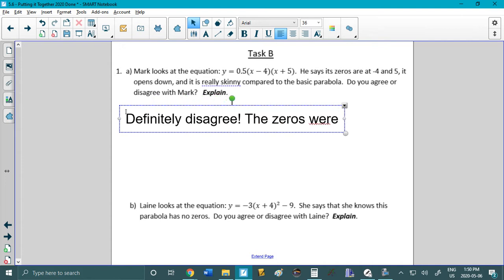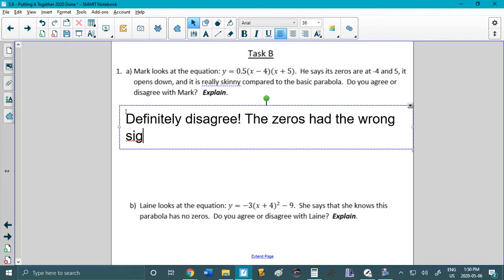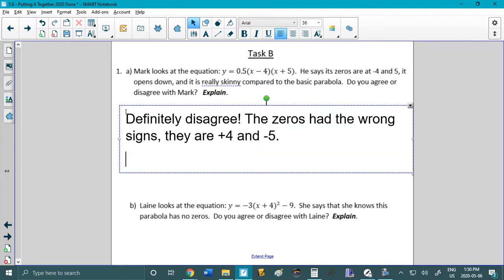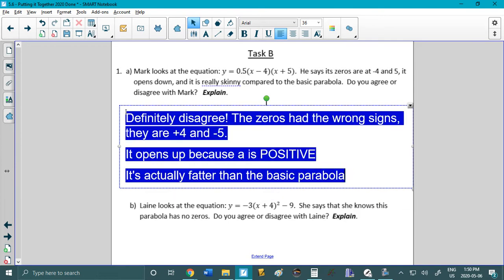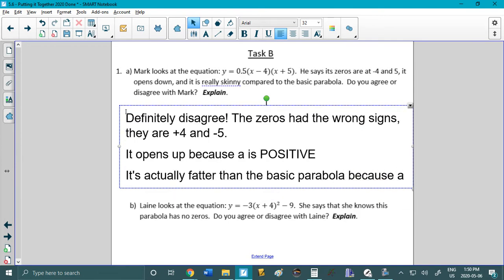The zeros have the wrong signs. They are positive 4 and negative 5. It opens up because A is positive. And finally, it's actually fatter than the basic parabola because A is 0.5 and it has been compressed.